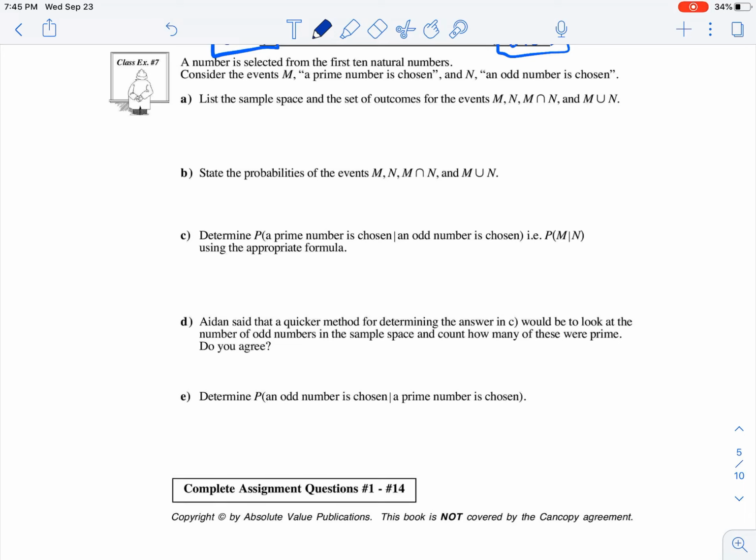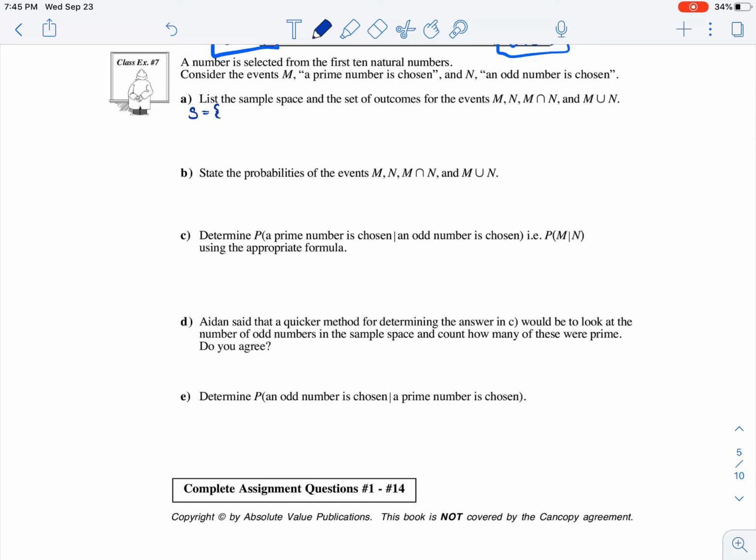A number is selected from the first 10 natural numbers. Consider the events M, a prime number is chosen, and N, an odd number is chosen. Part A, list the sample space and the set of outcomes for the events M, N, M and N, and M or N. Okay, so they want us to list the sample space.